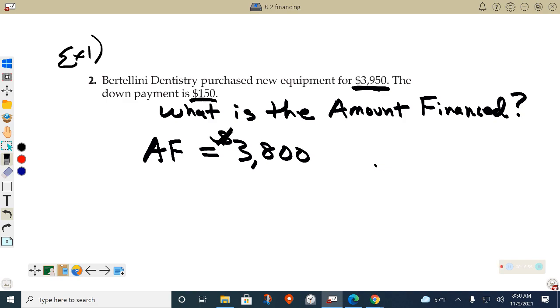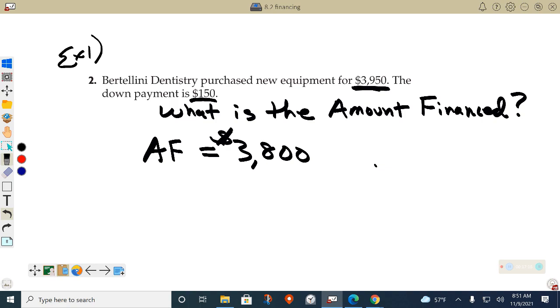They're going to have to pay that off in monthly installments, bit by bit. That's the amount financed. I mean, come on, you should be like, really? You're insulting me with problems this easy. Come on, get with it.